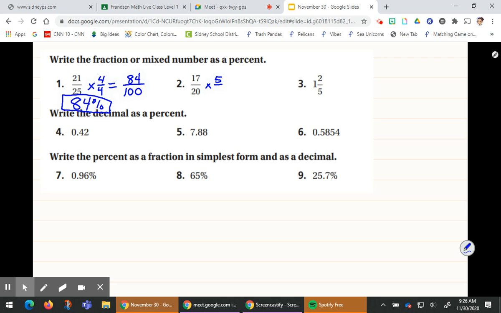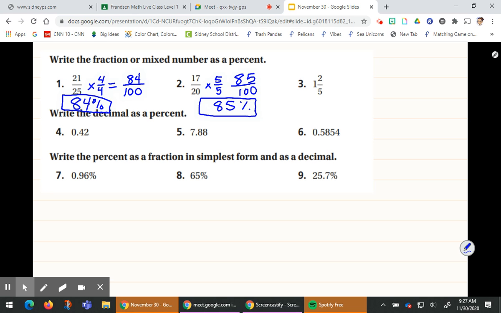Now to change a 20 into a 100, we multiply by 5. And we talked about 17 times 5 earlier, didn't we? No, we did 19 times 5, which was 95. So this is 70. So 21/25 is really close to 17 out of 20, isn't it?